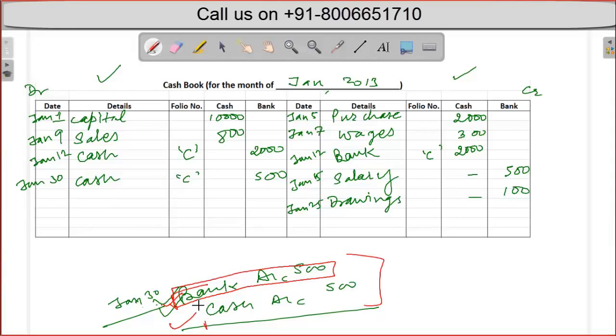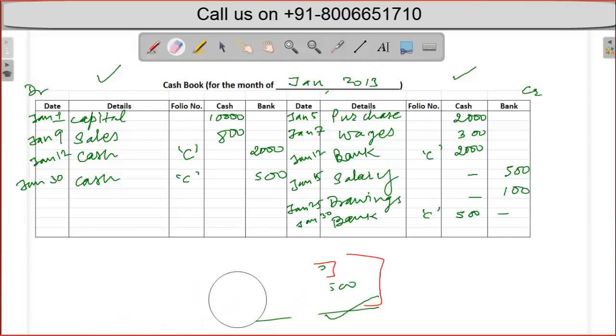Now I have to record the same transaction in the cash account. Now is the cash account debited or credited? It is credited. So on the credit side in the cash column I will write the amount 500, and in the column for details I will write the name of the opposite account, that is bank. Okay, January 30, done. And write down here contra entry. This is a contra entry. So the recording is over. So, understood how to record transactions?